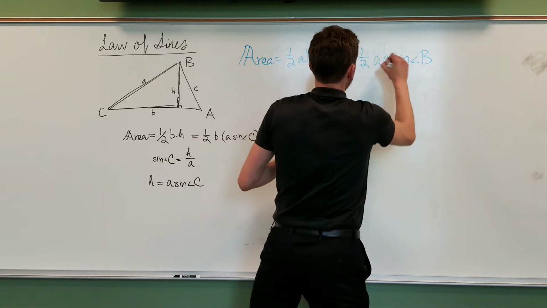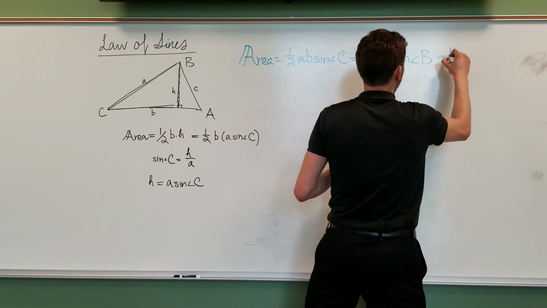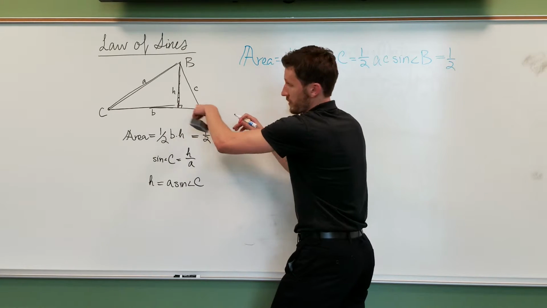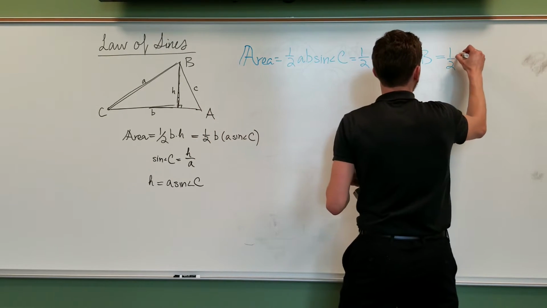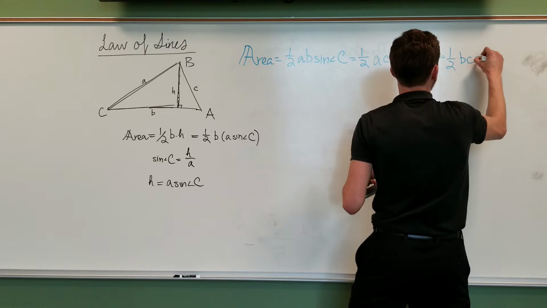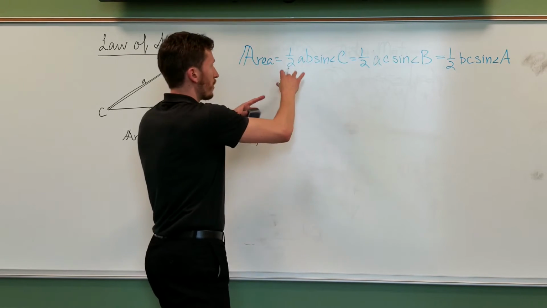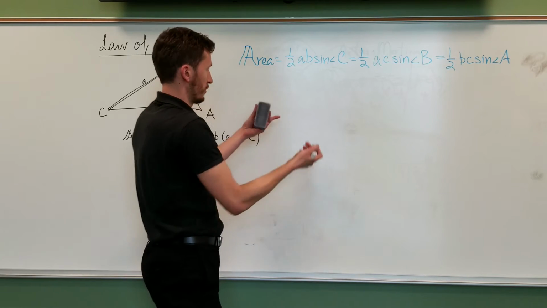And then finally, it is also equal to 1/2. What are the other possibilities? Well, the only other possibility is BC sine angle A, right? So 1/2 BC sine angle A. Okay, great. So we have this, and these are all the same triangle, so they're all equal, right?